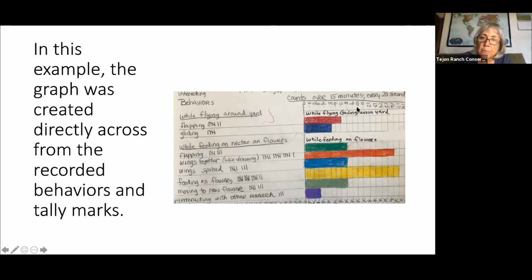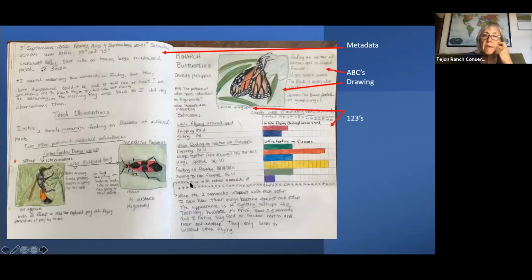Okay, so here's the number of frequencies that I saw of each of those things. And then I color coded just to make it easier to look at. But I have all the tally marks over here as well. So it's all together. So this is an example. The graph's created directly across. Again, you don't have to make it exactly that way. And then here is my actual journal entry that has this information on it.